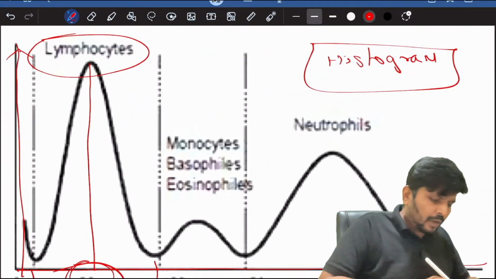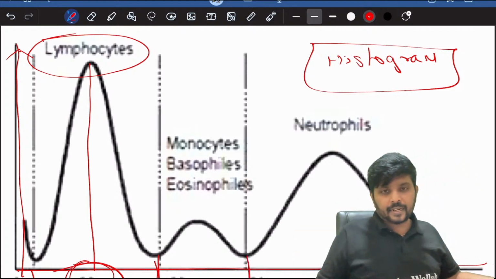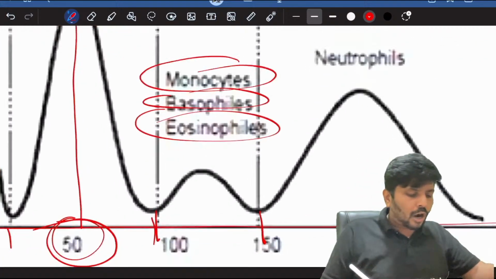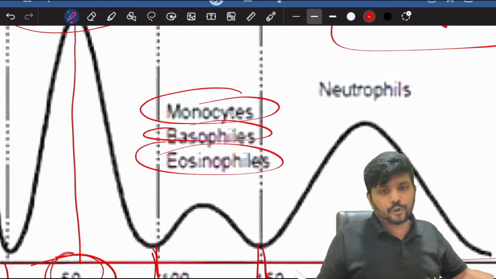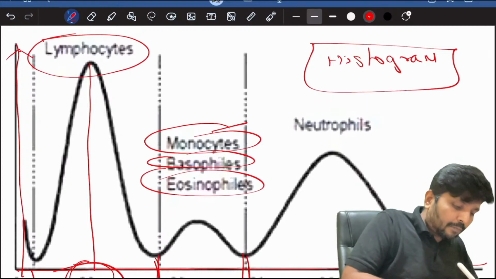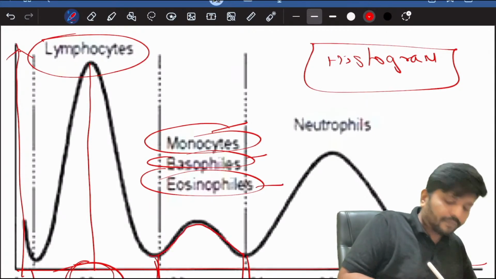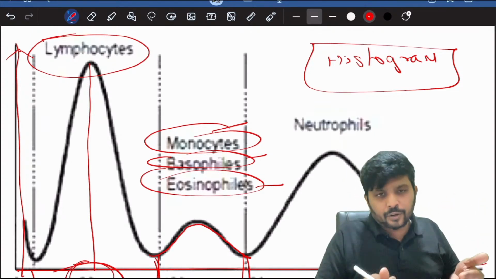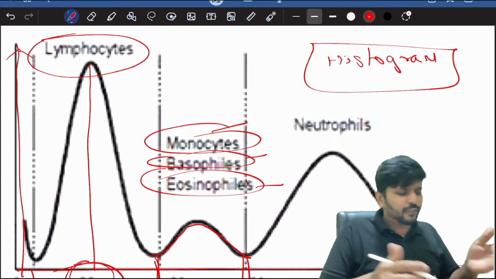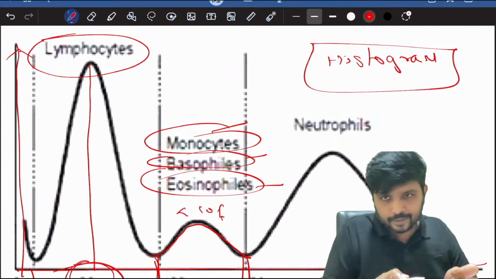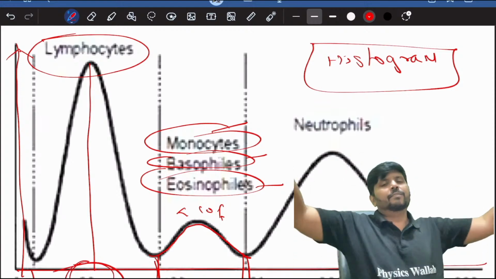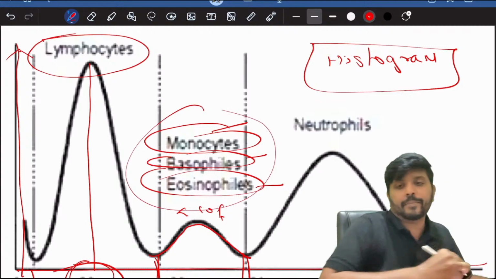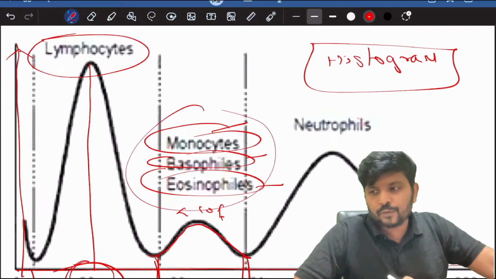Now look at this. Now you have the mixed population. Mixed means you have monocyte, basophil, eosinophil. All will be around 100 to 150 femtoliters. But look at the height of the peak. The height of the peak is less. That means what? Your absolute monocyte count, basophil count and eosinophil count together will be somewhat less than 10%. Whereas your neutrophils are around 40%, your lymphocytes around 60%, and the remaining 5 to 6 percent will be covered by monocytes, eosinophils and basophils.